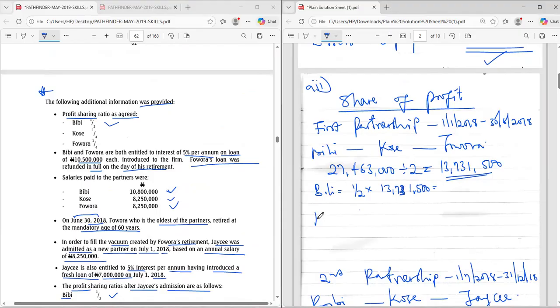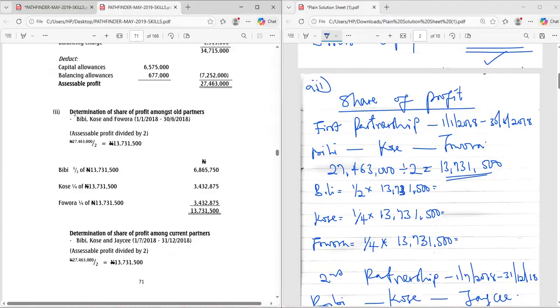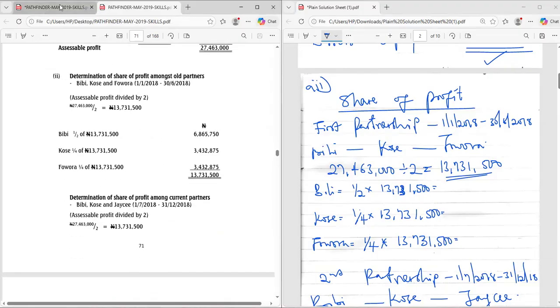Okay, let's check for Cochet. That's going to be 1/4 of what? 13,731,500. Then the last guy is Powora, 1/4 of 13,731,500. Yes, are we together? What do you get? Let me see. Okay. Give me your figures, please.